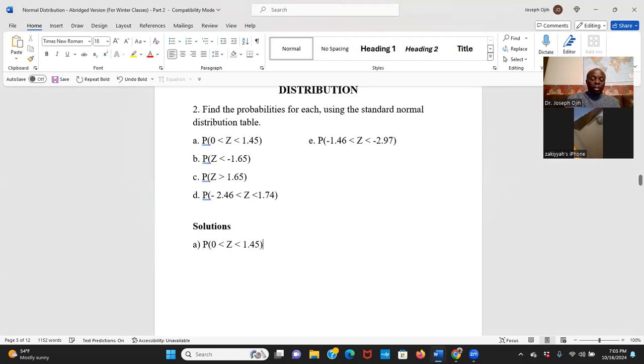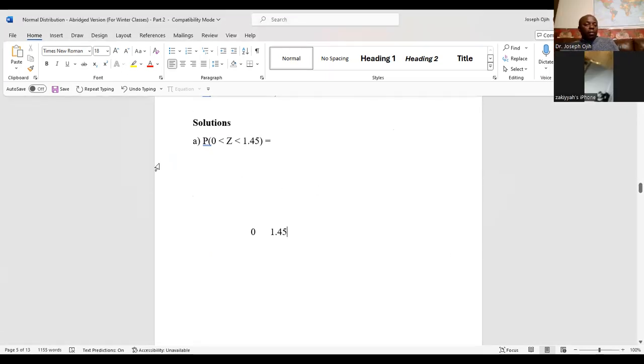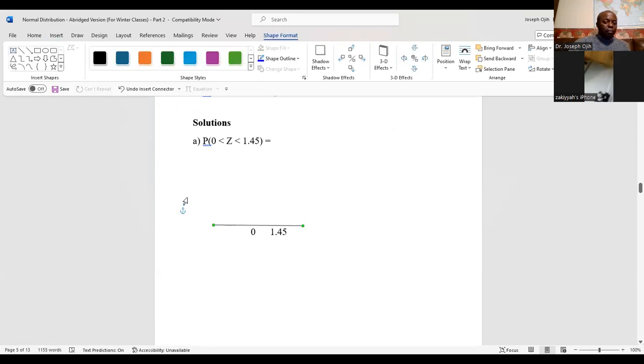So you put the equal sign here. First of all, like I said, it is the same as the other one we did, just that there they call it area. Here they call it probabilities. It's the same. First thing is to draw the chart. We got 0, we got 1.45. Now I can put the bell curve. First of all, let's draw the x-axis. Okay. Now put the bell curve.